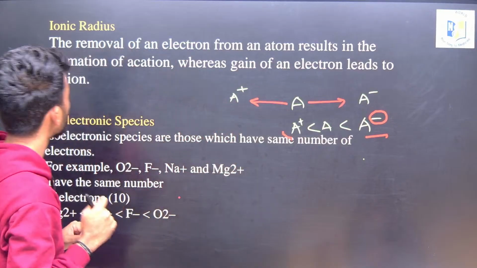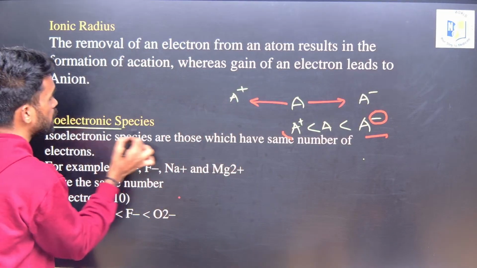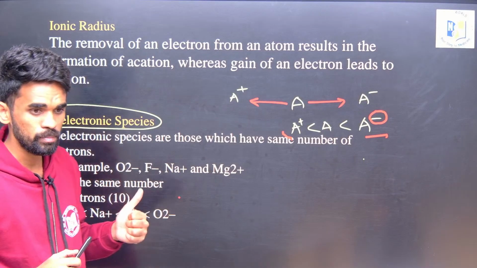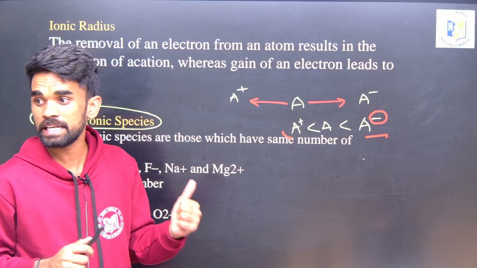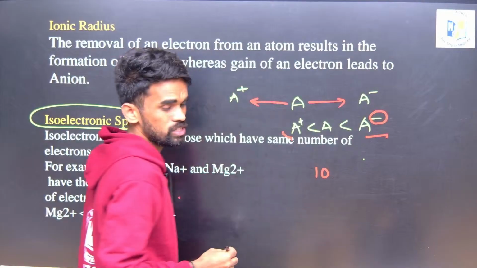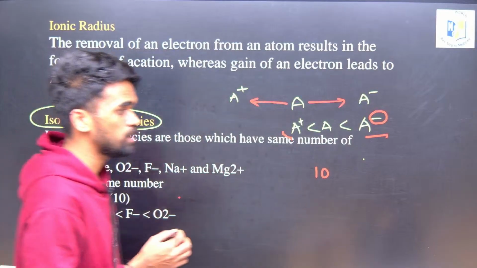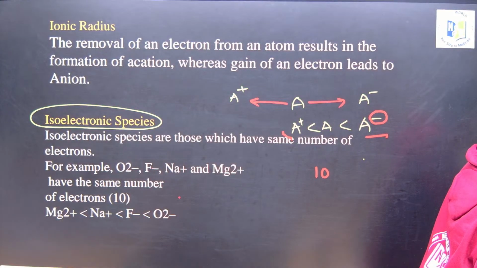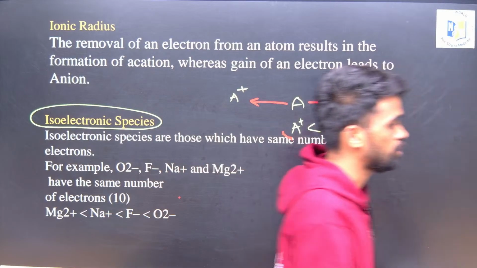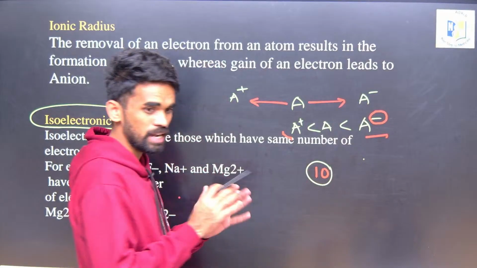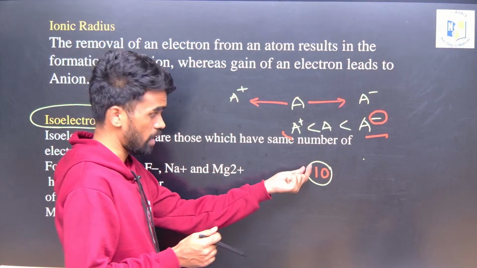Okay. So now we need to study isoelectronic species. It means iso, same number of electrons, species containing the same number of electrons. For example, I am fixing the number as 10. So tell me the ions or atoms having 10 electrons. Neon.